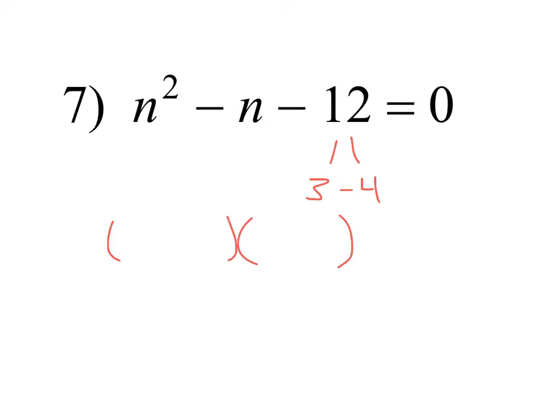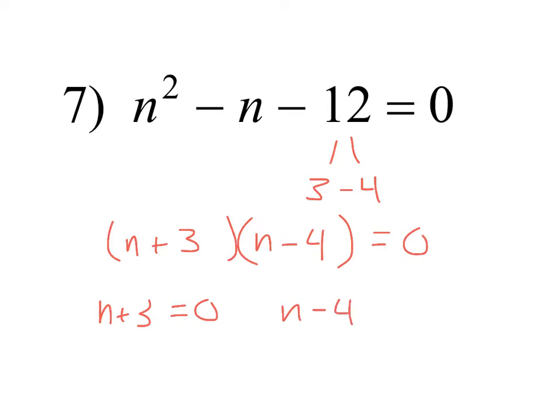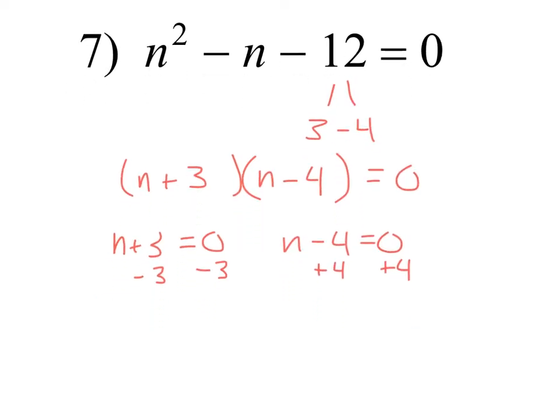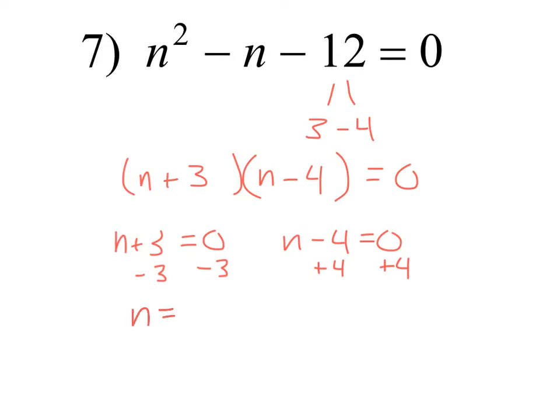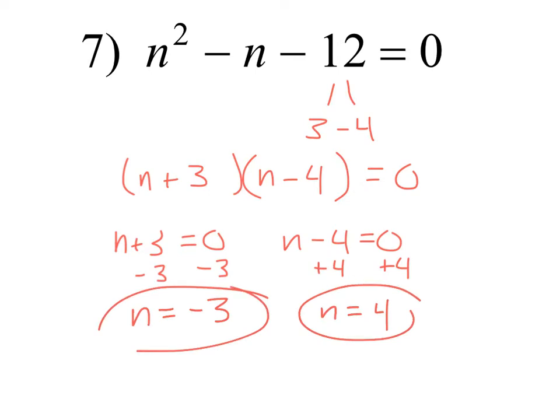So what's going to go into our parentheses now? N plus 3 and N minus 4. It's equal to 0. What do we do next? We write N plus 3 equals 0 and N minus 4 equals 0. We subtract 3 in the first one, and then we add 4 in our second. So what do we get for n? N equals -3 and N equals 4. Good job.